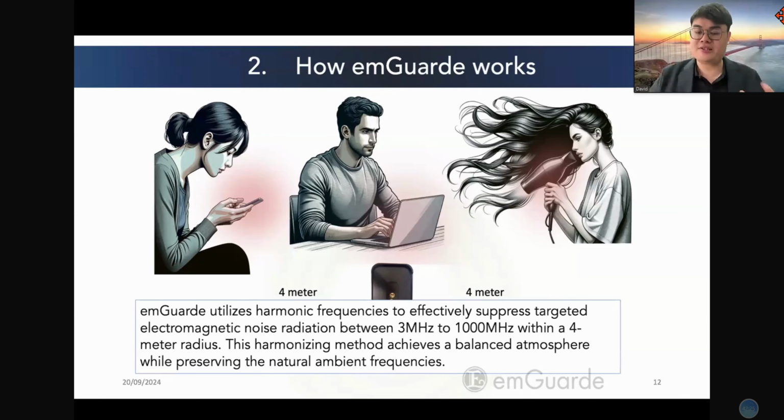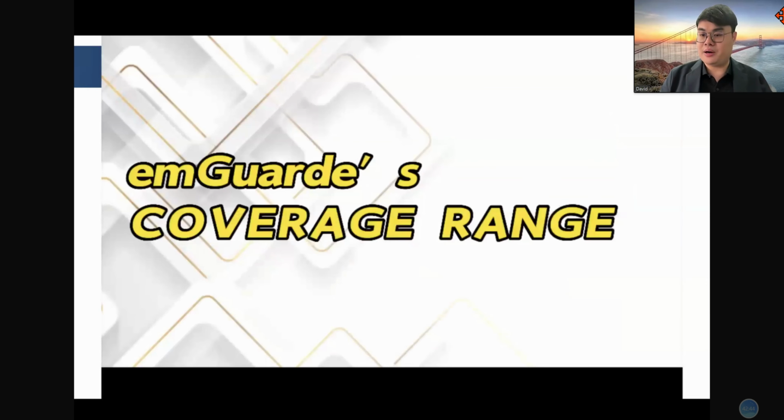It is able to address the negative impacts of radiation towards you as a user. At the same time, it is not affecting the functionality of your devices or even your telecommunication signals that you need to use on a day-to-day basis for your business and social work. All right? So this is actually one of the unique selling points of the emGuarde.